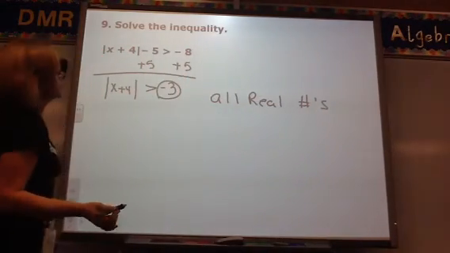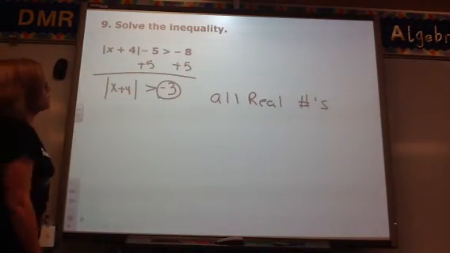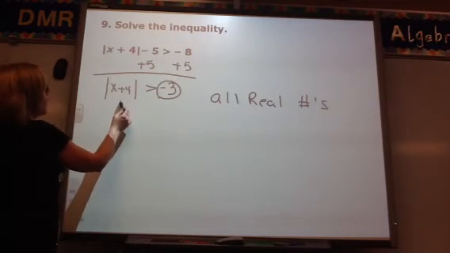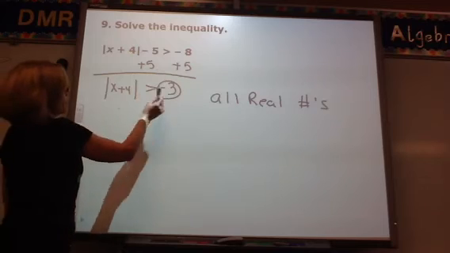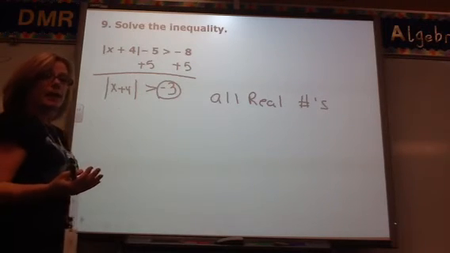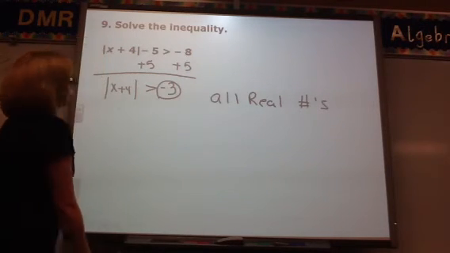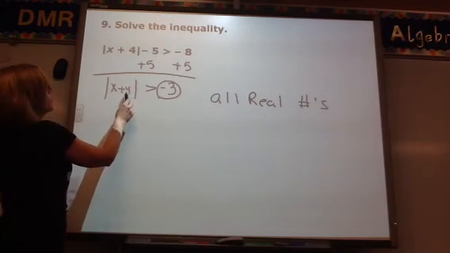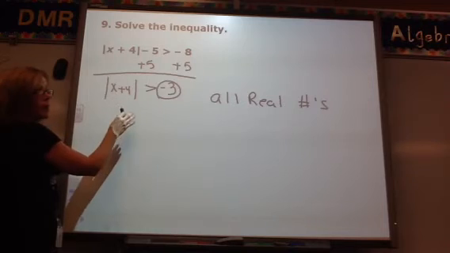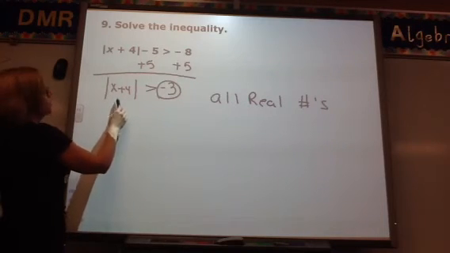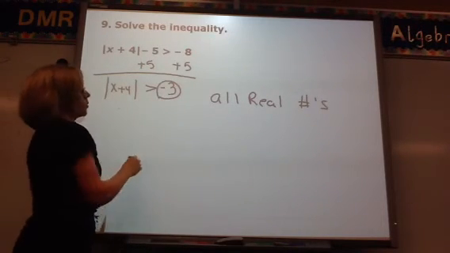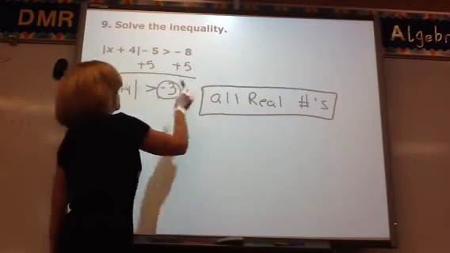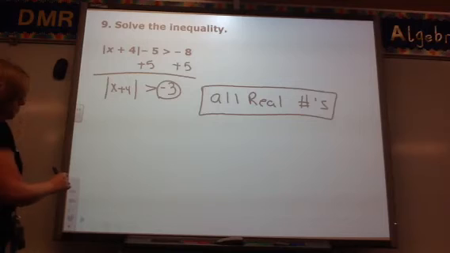Okay, so let's test this. Let's pick a number. Let's pick 1. 1 plus 4 is 5. Absolute value of 5 is greater than -3. Okay, well, let's pick a negative number. Let's pick -10. -10 plus 4 is -6. Absolute value of -6 is +6. Is +6 greater than -3? Yes. So that's why you have all real numbers as your solution.